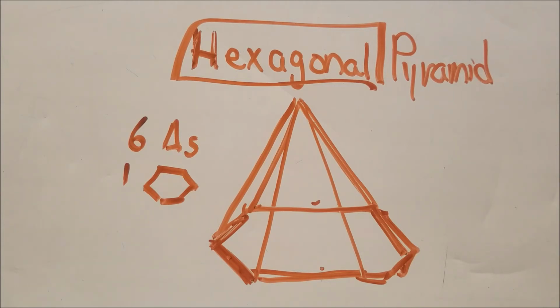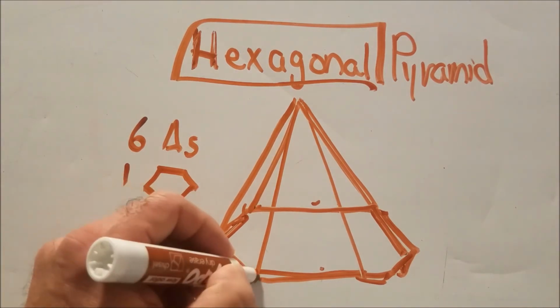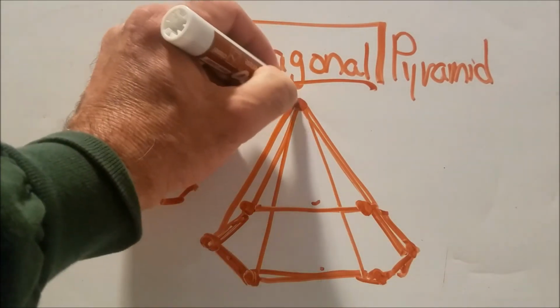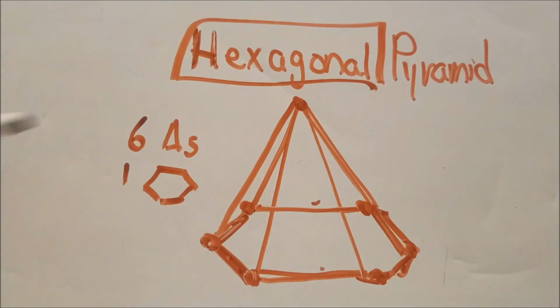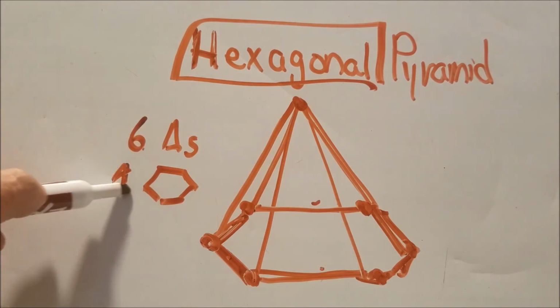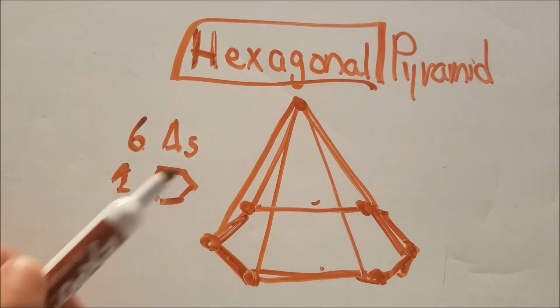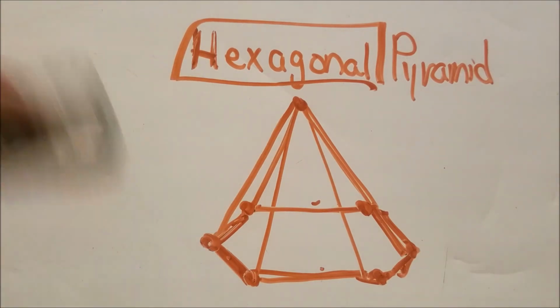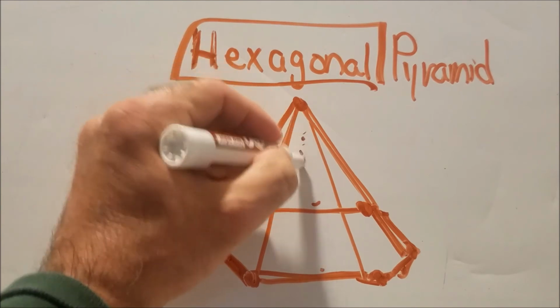And how many vertices do we have? Well, we have 6 on the bottom, 1, 2, 3, 4, 5, 6, and 1 on top. So 6 triangles, 1 hexagon base, we have 7 faces, and we have 7 vertices. So let's get the area of the 6 triangles first. So let's do some measurements. Let's just say, and we have a dotted line for height, let's say the height was 10.